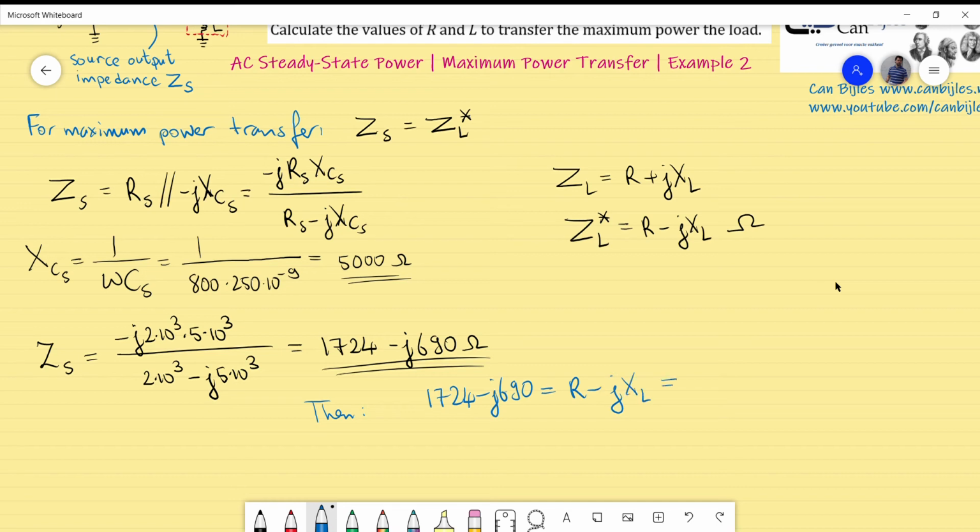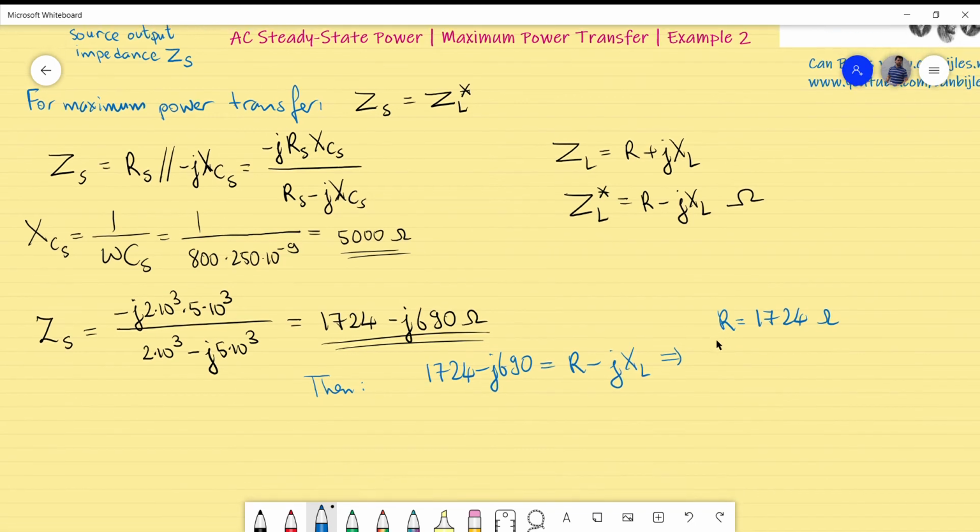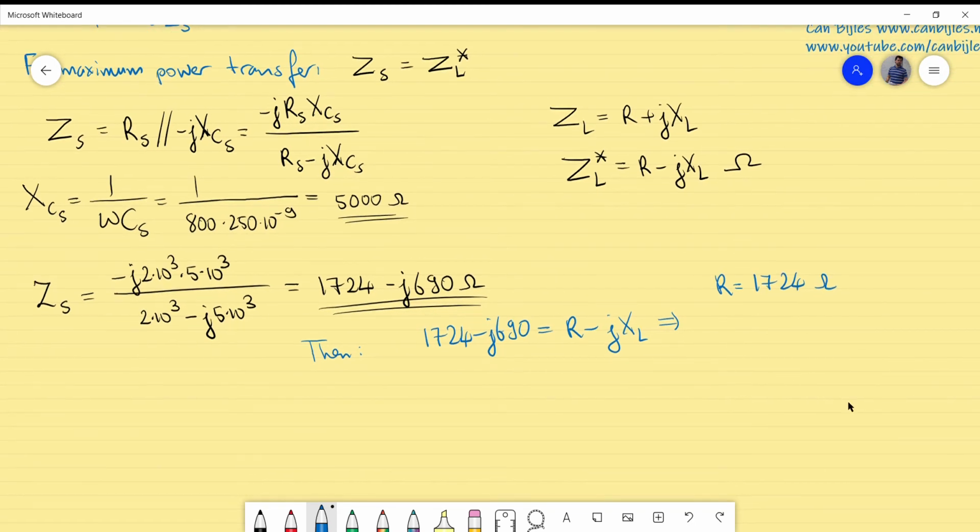Now this will result in R being 1724, because I have to equate the real part of the left side and the real part of the right side, and equate the imaginary part of the left side and also the imaginary part of the right side. So I have this. Now the following is X_L. X_L will be equal to 690. That's actually the situation in this case.